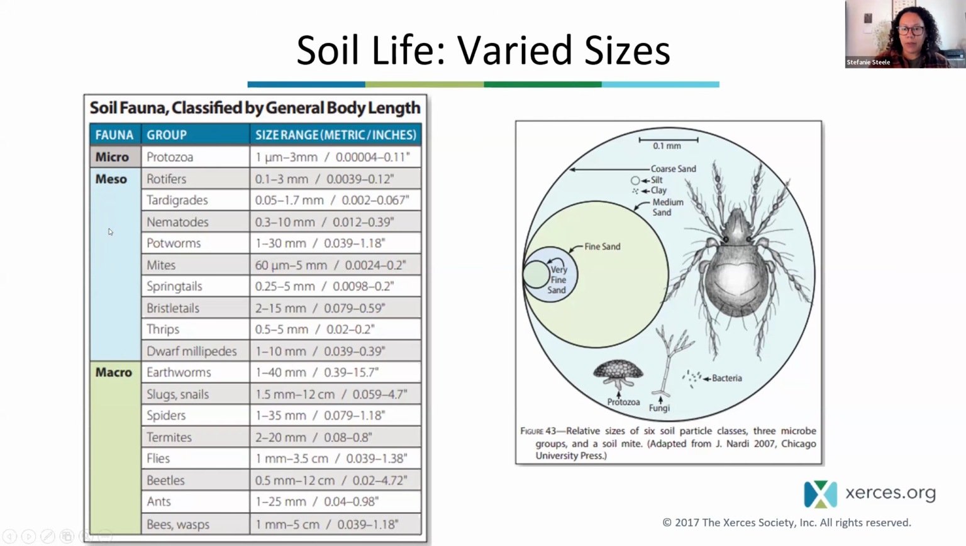We'll highlight some of the mesofauna, mostly the mites and the springtails here. Notice the size ranges too. These are shown in the metric system, but then also in inches as well. And I'll have guides of this on their different profiles too, so you can keep track of how big or how tiny some of them are.